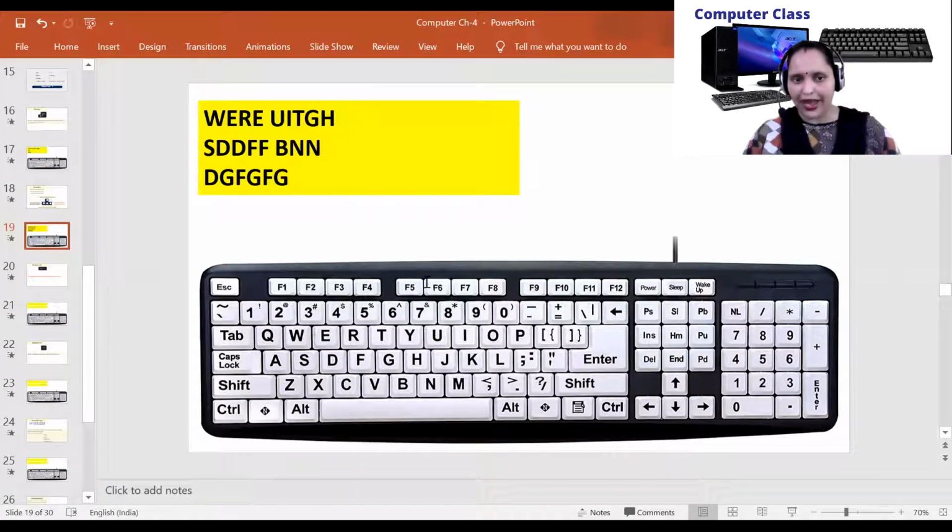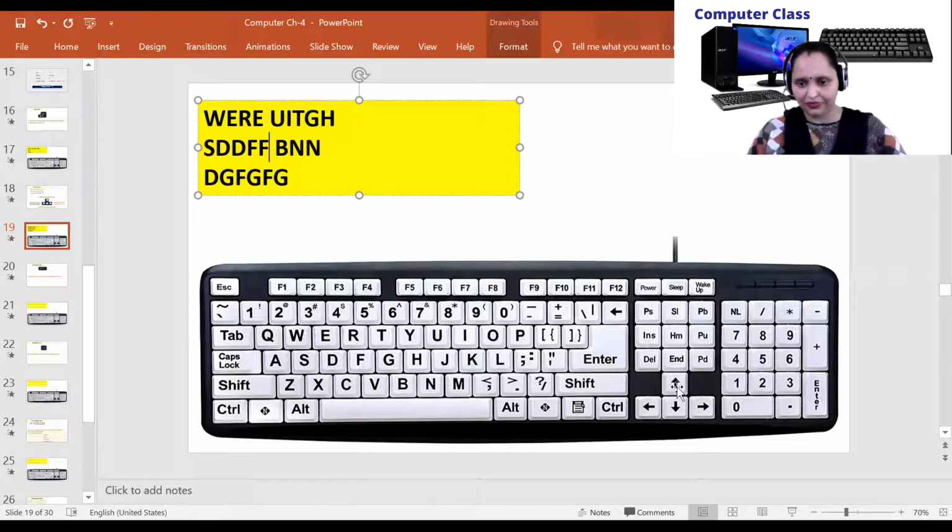I will use the up arrow key first. My cursor is here. Now I am pressing the up arrow key. What will happen? Our cursor immediately comes in the first line. Once again, my cursor is here, and again I am using the up arrow key. Immediately the cursor comes in the first line. Now I will use the down arrow key. See what will happen. Immediately the cursor comes in the next line. It means the cursor moves below, downwards.